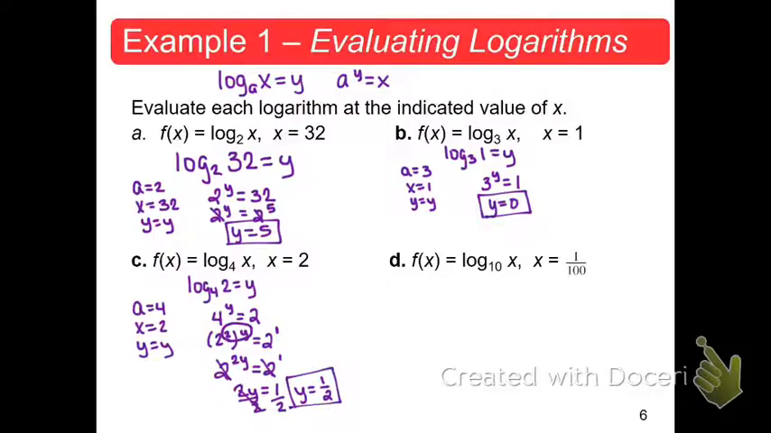And then finally, letter D, same idea. Let's plug in our x value. So we know log base 10 of 1 over 100 equals y. My a is going to be 10. My x is the 1 over 100. And the y is just going to be y. So when I go to set this up in exponential form, I've got my a to the y equals x. Well, what's wrong? What don't you like there?